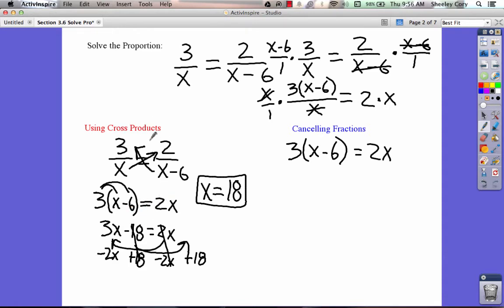So if you like cross products, you can use that. I prefer the canceling fractions because that's how we're going to do it in any other problem. Alright, the only time you can use a cross product is when you have two fractions equal to each other. We can always cancel fractions. So this problem would be the same. You do the exact same thing in steps that we would have down here, and eventually you're going to end up with x equal 18 for your answer.